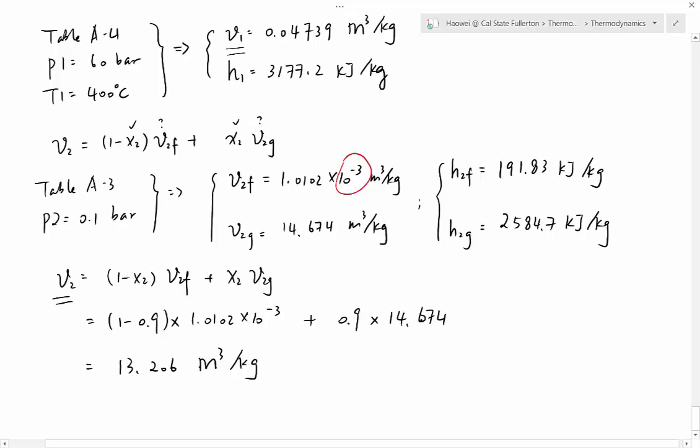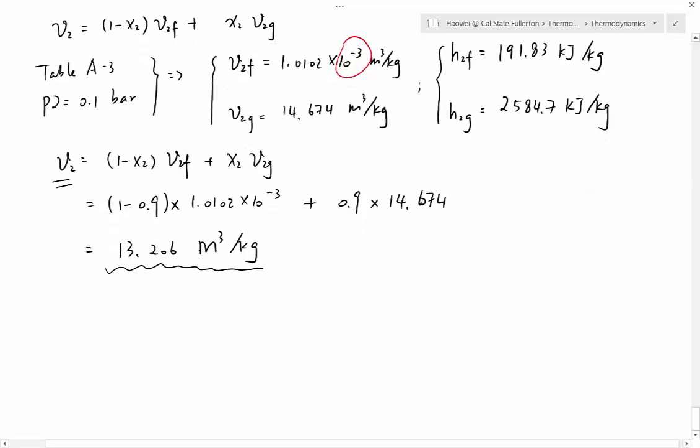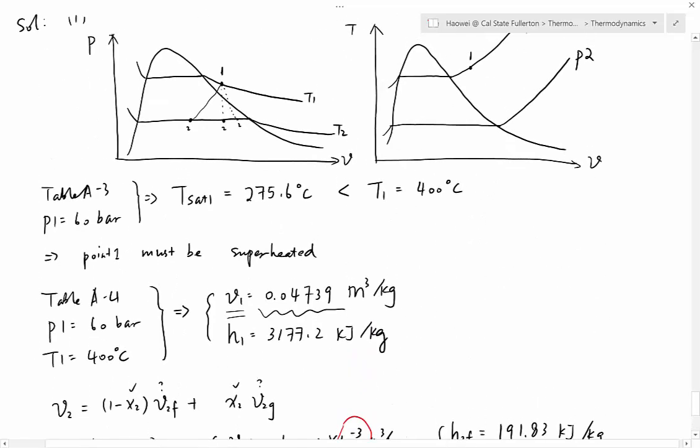Alright, so let's take a look. This is nu1, 0.04739. This is nu2, 13.206. Which one's bigger? Obviously, nu2 is bigger. So what is our conclusion? 1, 2, 2 must be to the right. Nu2 greater than nu1, that means the x-coordinate becomes bigger. If the x-coordinate becomes bigger, this line must be to the right. Okay. So out of the 3 possible solutions, there's only one that is correct. The one is to the right.